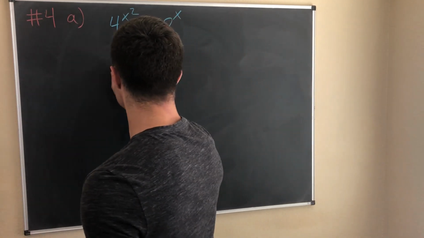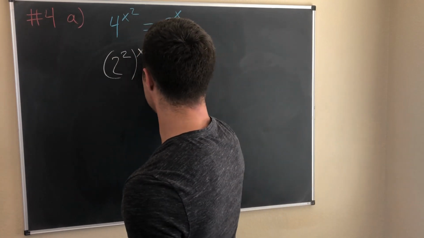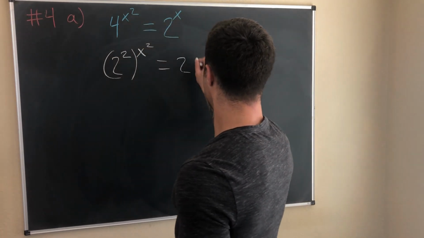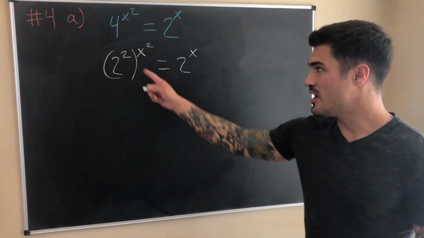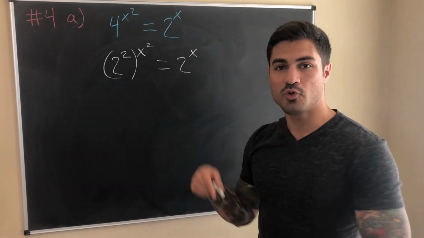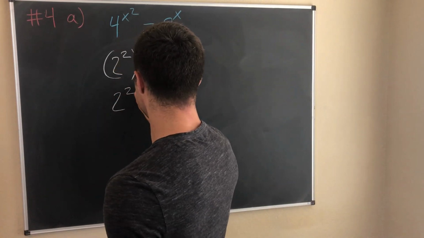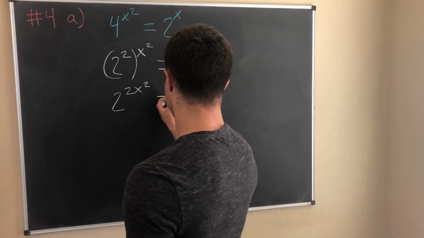So 4 is 2 squared. So I can rewrite this as 2 squared to the x squared power equals 2 to the x. So now what I can do is use my exponent laws. I can say, well, a power to a power, I multiply 2 times x squared. So this is the same thing as 2 to the 2x squared power.